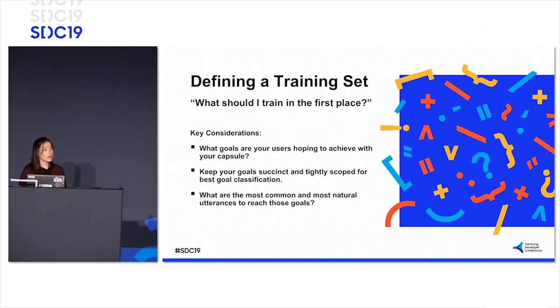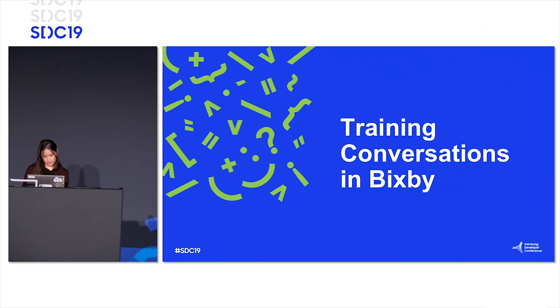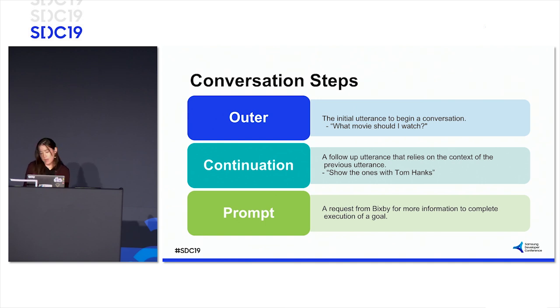We're thinking about conversation. So about conversation, let's think about the steps. So one, outers. When we talk about outers, we're talking about the initial utterance of a conversation. So, what movie should I watch? This is the first step to our conversation.